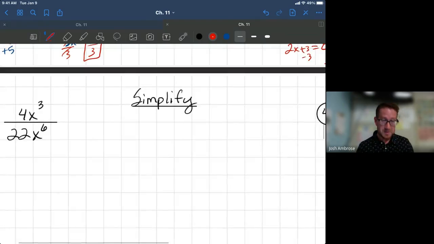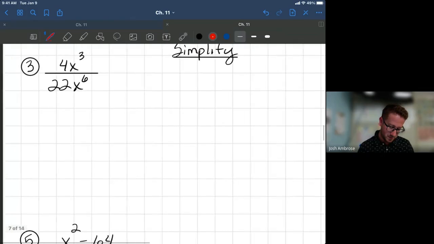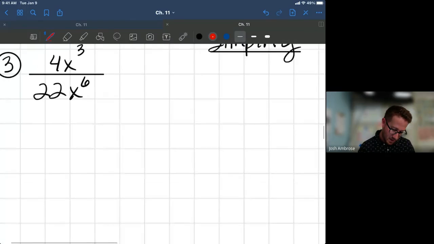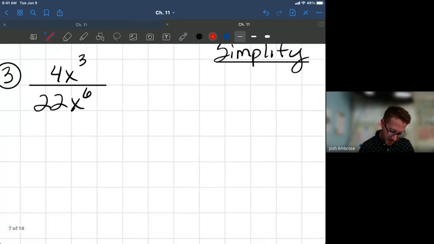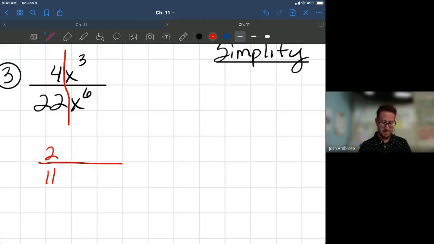Now we're simplifying. We're looking at the whole problem. We're going to do 4 of these problems. All right, so here comes number 3. All right, let's start by imagining that we are just focused on the numbers, then the variables, and then put it together. So 4 over 22, that can be reduced. They can both be reduced by the number 2. So 4 over 22 can reduce to 2 over 11. Take a 2 out of each.